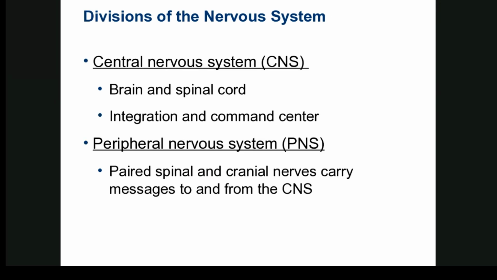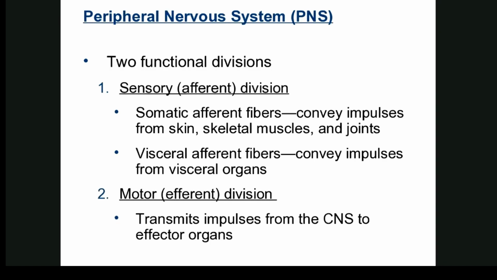The nervous system is divided into central nervous system, which is brain and spinal cord. And this is your integration and command center. The peripheral nervous system are your paired spinal nerves and cranial nerves that take messages from the central nervous system out to the rest of your body, as well as taking messages from the rest of your body back to the central nervous system. When we talk about sensory, we call this afferent. This is peripheral nervous system still.